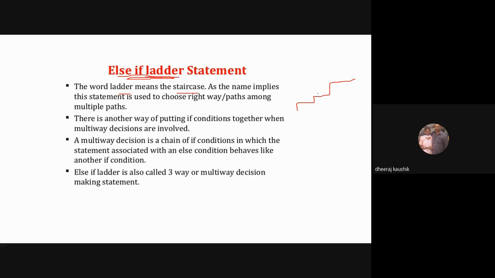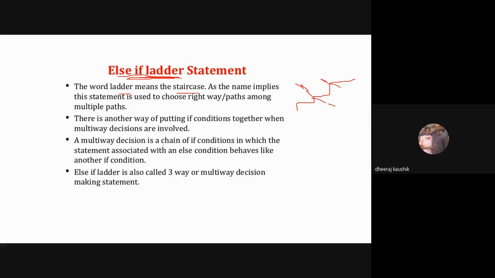As the name implies, this statement is used to choose the right way or path among multiple paths. So, when you have multiple paths, everywhere at every step you have multiple paths, you need to check which path to go. And the easiest way for this would be an else if ladder. As I've told, there is another way of putting if conditions together when multi-way decisions are involved, which is an else if ladder.